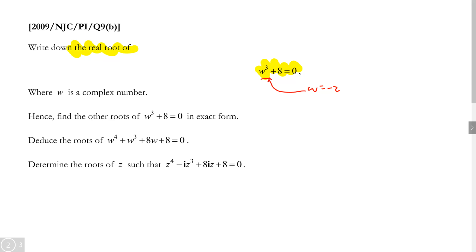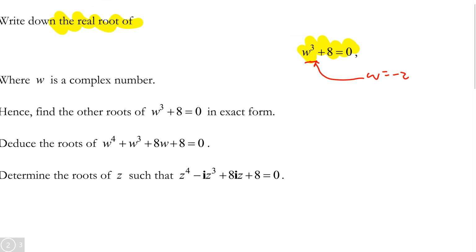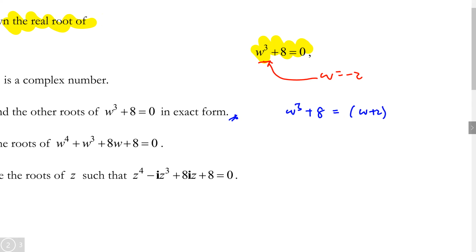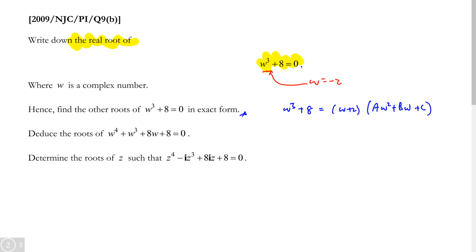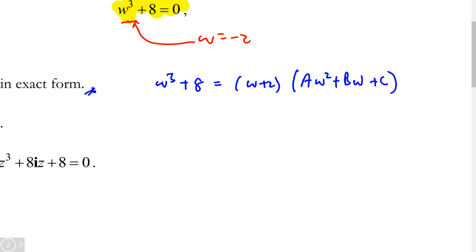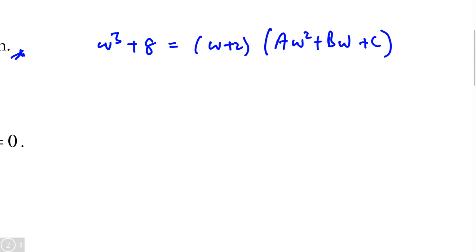Obviously, you need to find the other roots in the exact form. So what you could do is find the real root in the exact form. So basically, you know that this is a cubic expression. Please factorize it. This is a linear factor, so it has to be a quadratic factor here, aw squared plus bw plus c. So I need to find the coefficients a, b, and c. In this case, the easiest way is just to compare it.